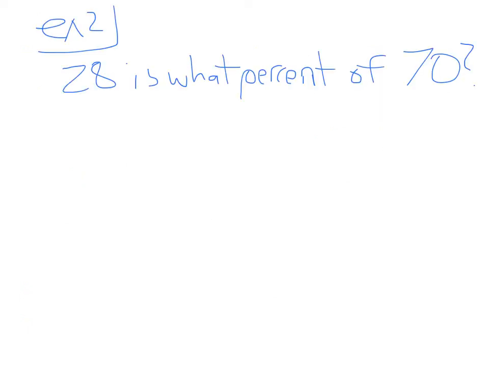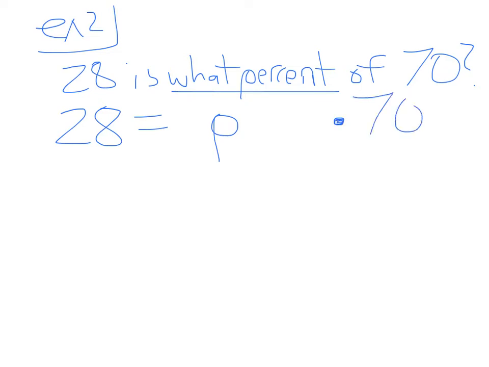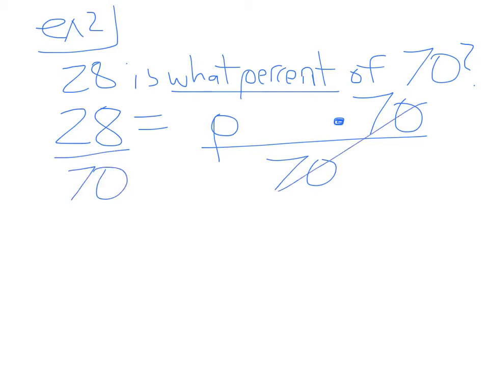Example 2 says 28 is what percent of 70? So again, let's write that as an equation. 28, is means equals. What percent is P. Of is times. 70 is 70. Solve for P, so you do the opposite of timesing, which is dividing by 70. So my fraction is 28 over 70. I'm going to turn that to a percent.